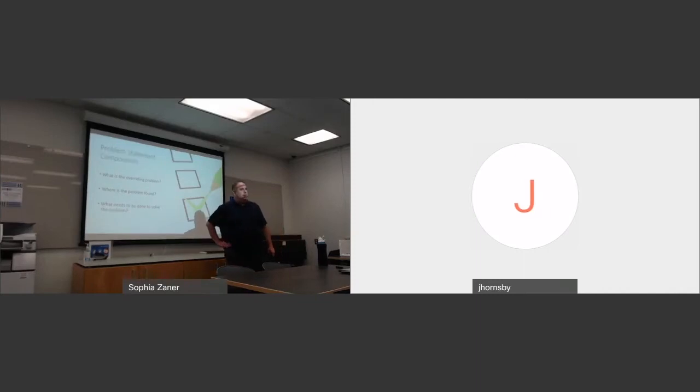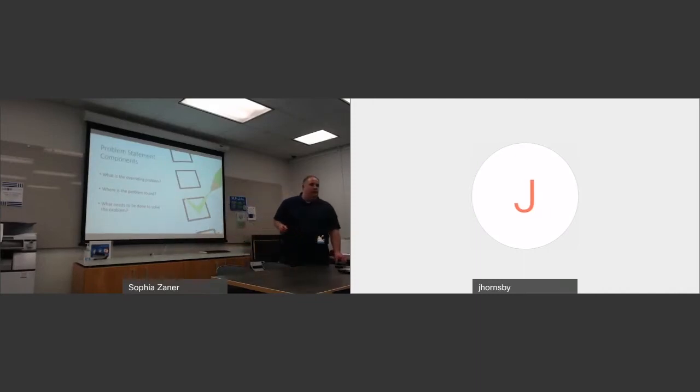And then what needs to be done? Do we need new instructional methods? We need new resources, we need new staffing, we need new training models. So give some insight into what would help this problem no longer be a problem. Okay, so a simple little checklist. Make sure that you have these things in your problem statement.